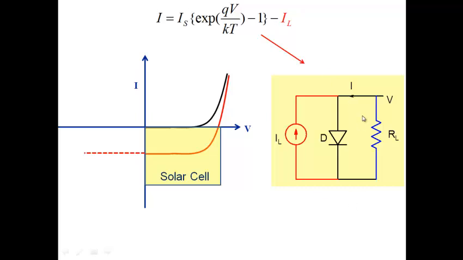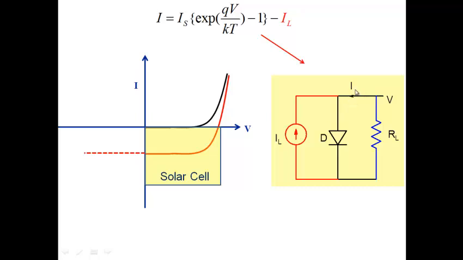This equation represents this equivalent circuit. This is your normal PN junction diode under dark. When you shine light, what do you get? This whole thing now represents a PN junction under light. The light acts as a current source here, IL.